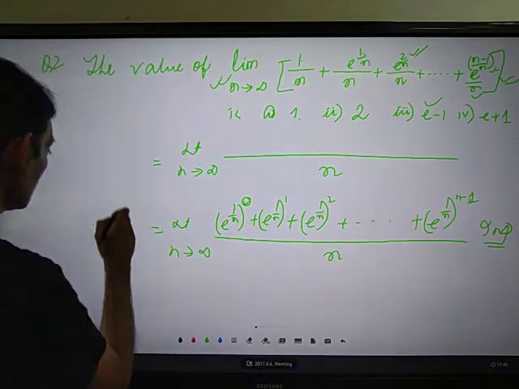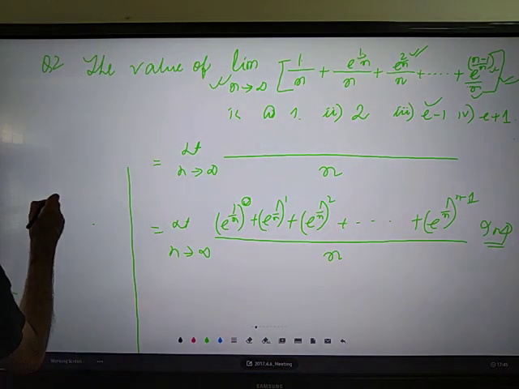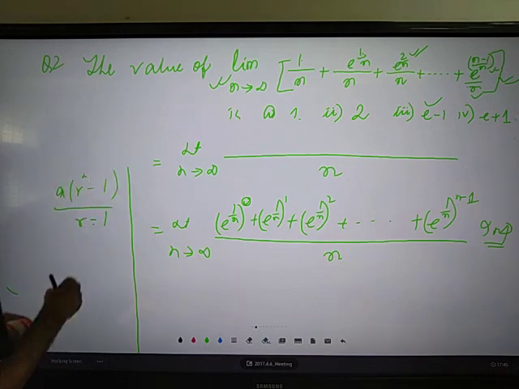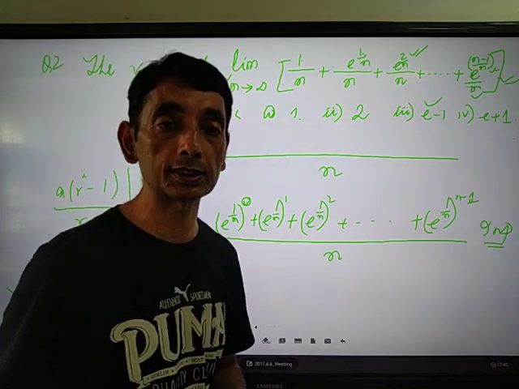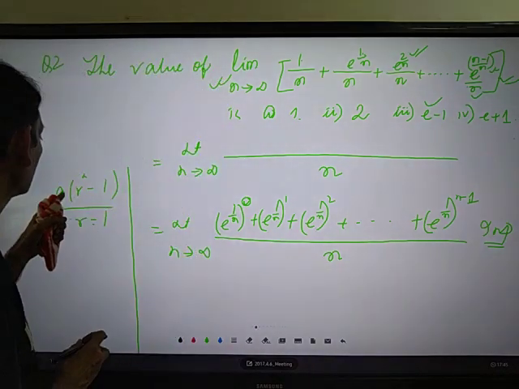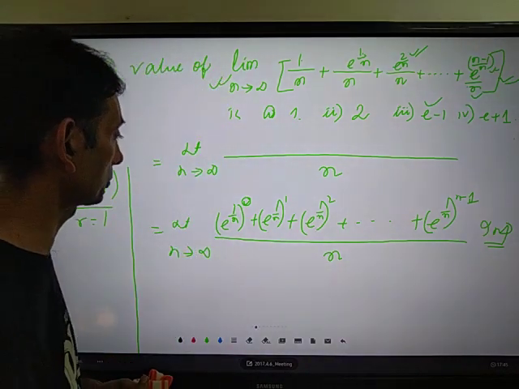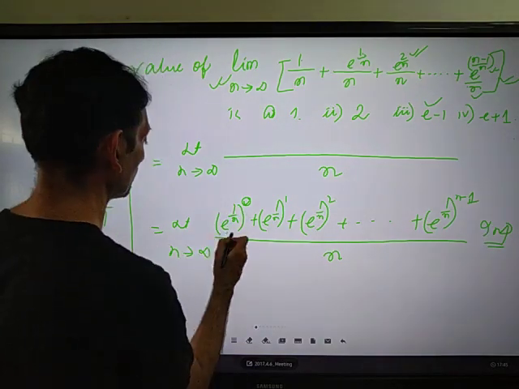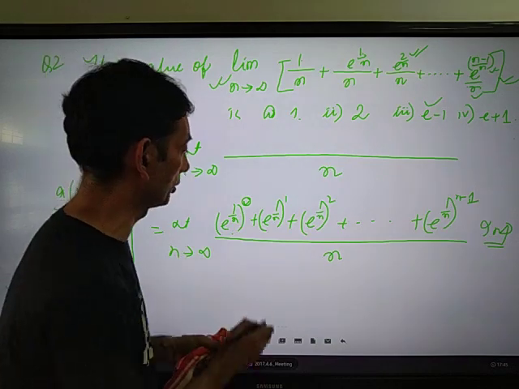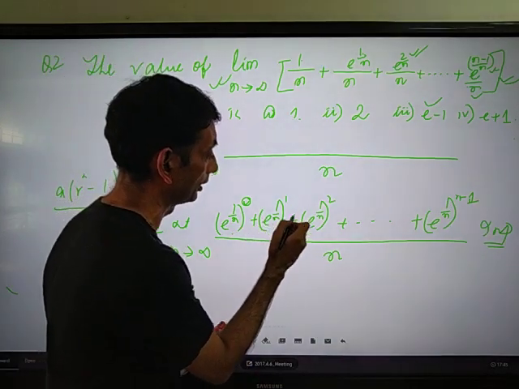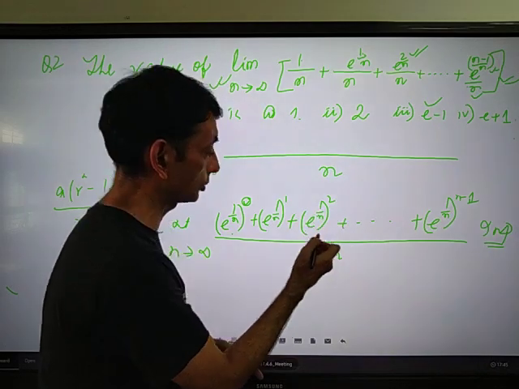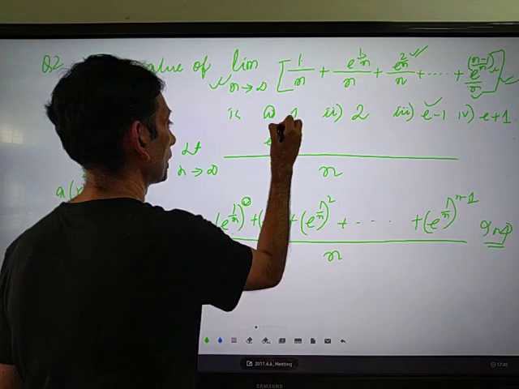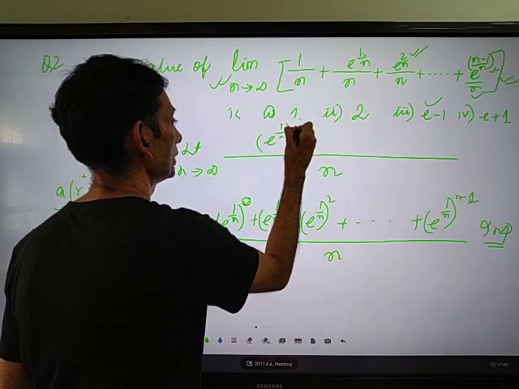We know the sum of a GP up to the nth term is a(r to the power n minus 1) divided by (r minus 1). Here the first term is e to the power 1/n to the power 0, which is 1. What is the common ratio? It's e to the power 1/n, since e to the power 1/n plus e to the power 2/n and so on. How many terms are there? Here n number of terms are there.